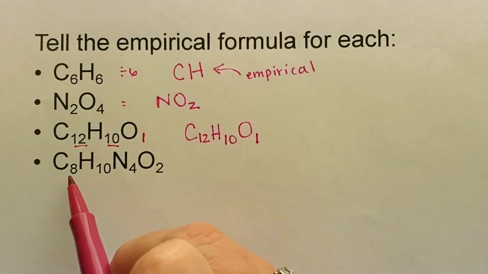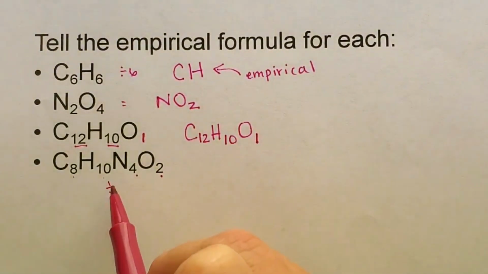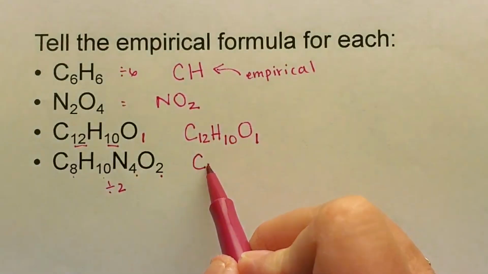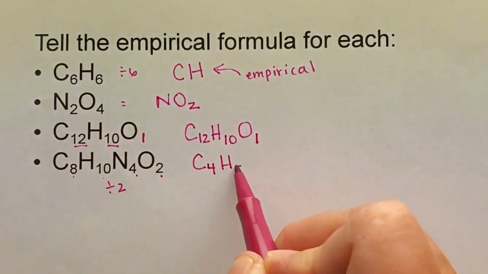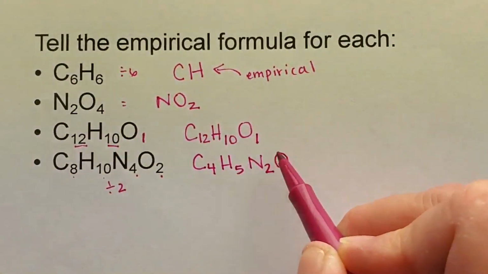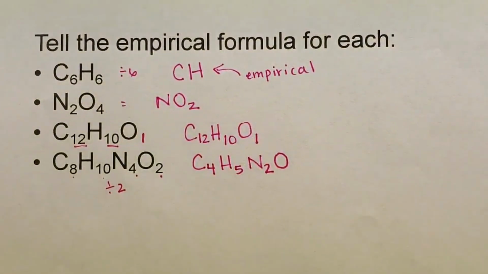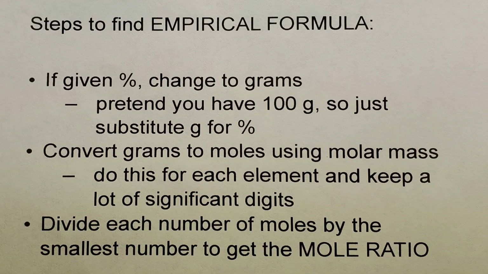However, I really shouldn't have written that 1, sorry. And finally, C8H10N4O2, each of those subscripts can be divided by 2, so you end up with an empirical formula of C4H5N2O.